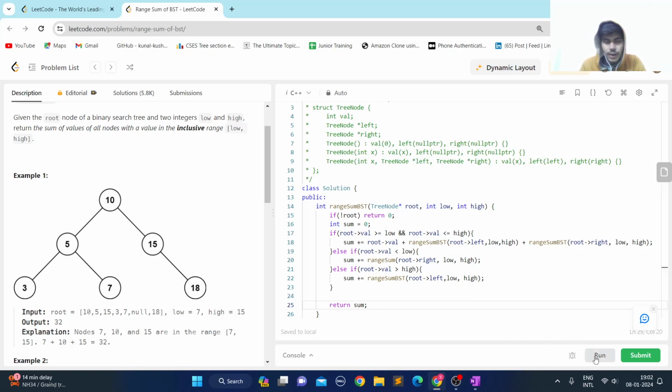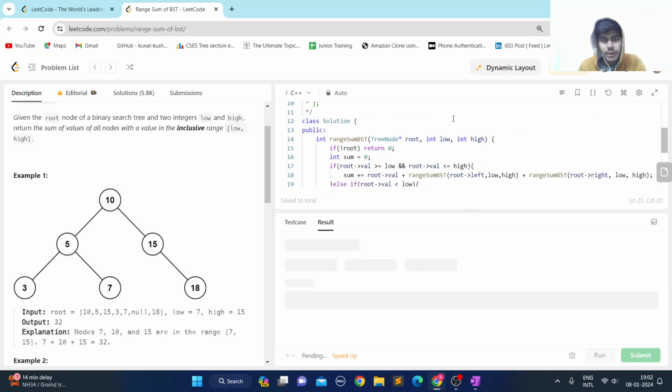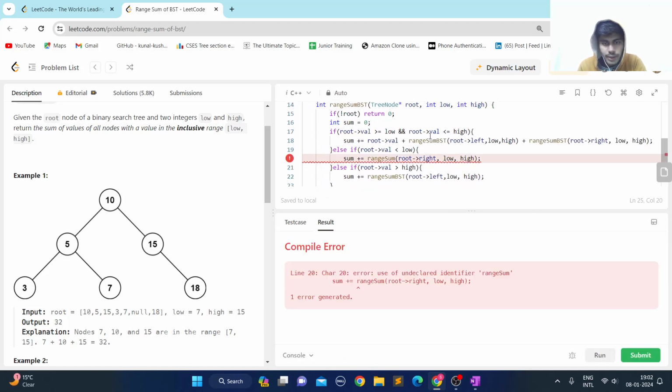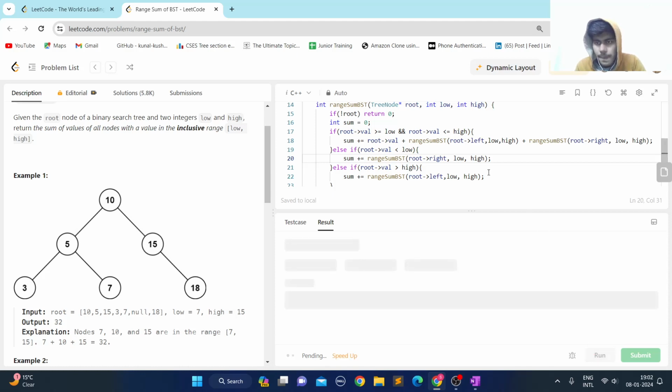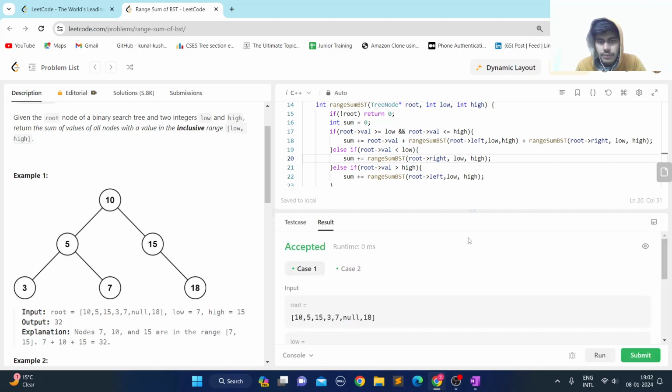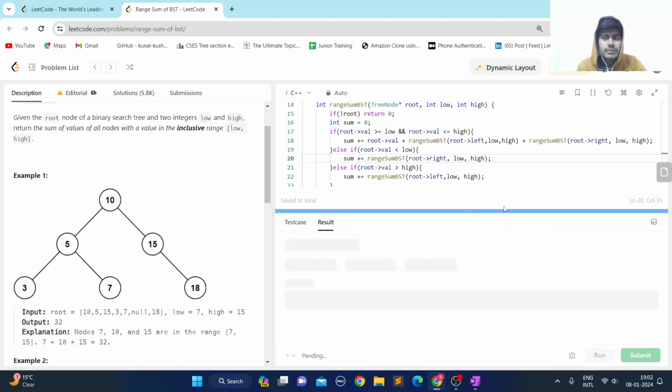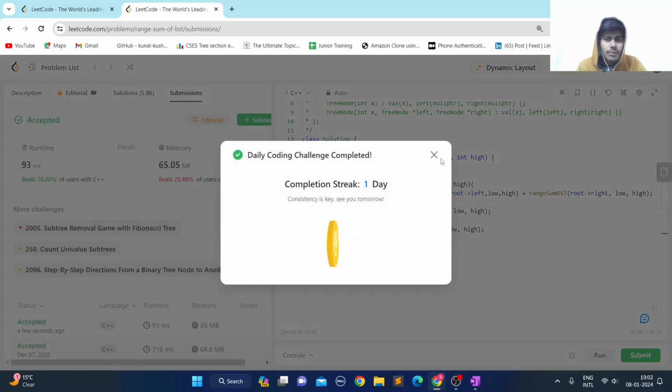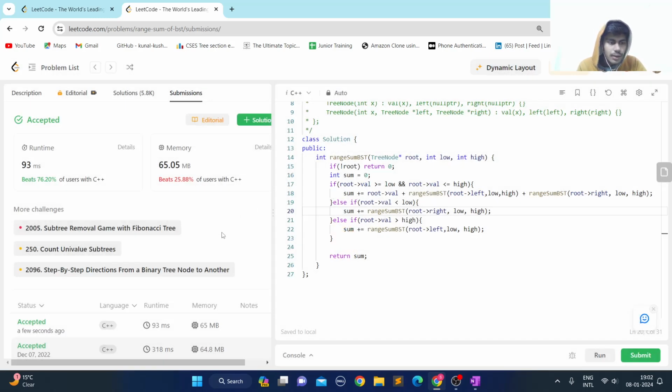Now let's give it a run and see whether it is running fine or whether there are any compilation errors. So there are compilation errors. Yeah, I had misspelled the range sum function. Let's do it again. Yeah, it is running fine. Let's give it a submit. Yeah, it is running. You can see that it has also been accepted, on 7th of December 2022.